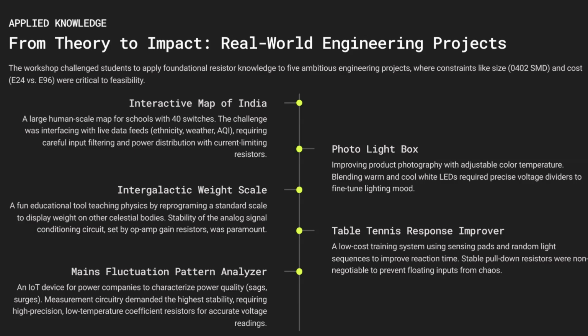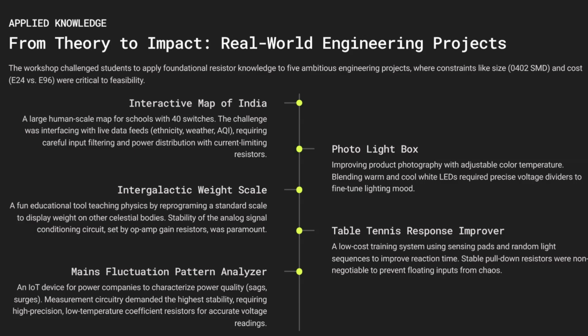And finally, a key utility project for industry. The mains fluctuation pattern analyzer, a classic IoT challenge. This is a device for power companies or businesses that have chronic intermittent power issues. It sits on the power line, and it characterizes the specific pattern of power quality at that site over time. So it doesn't just record that the power went out? No, it notes the duration and intensity of sags and surges. That data is then used to figure out exactly what kind of power backup system is needed.